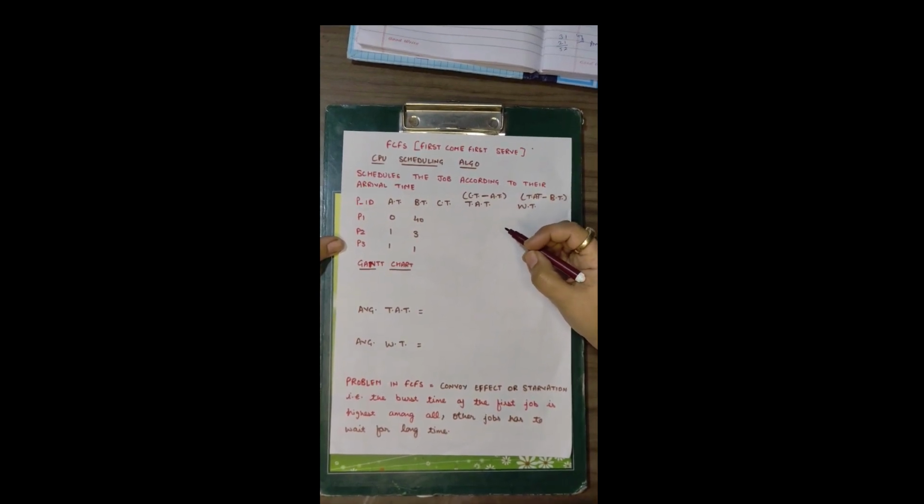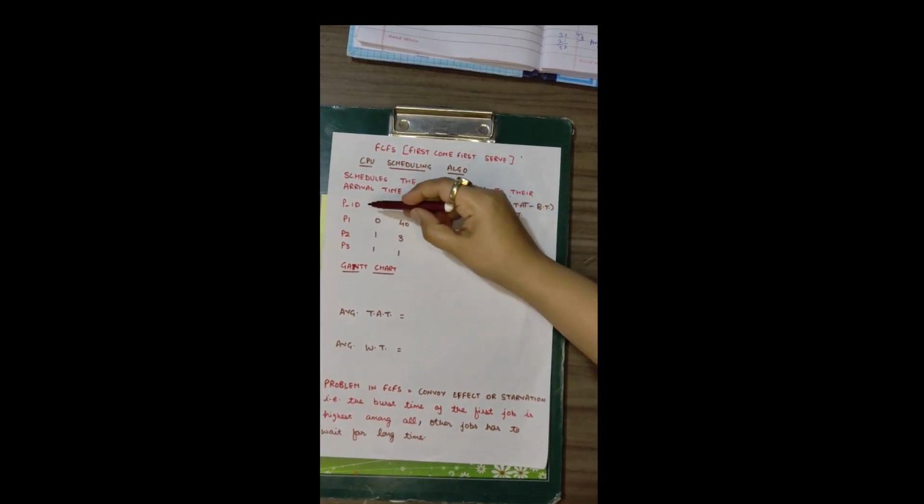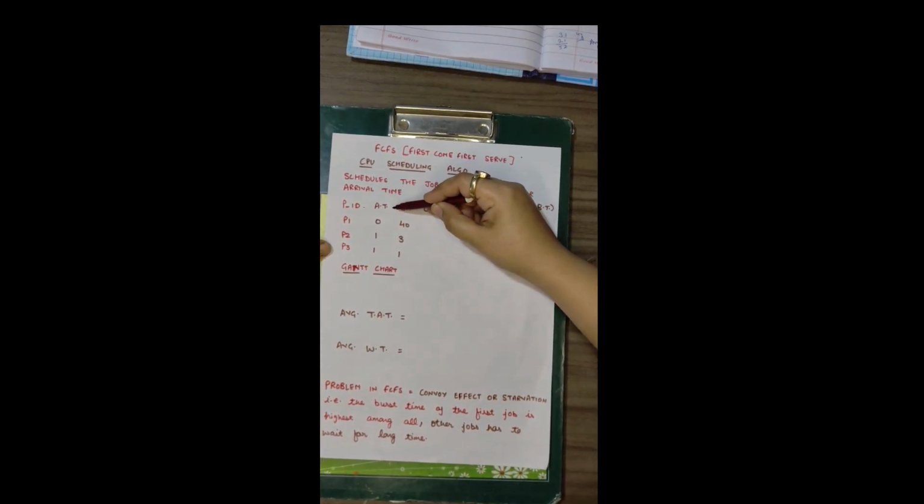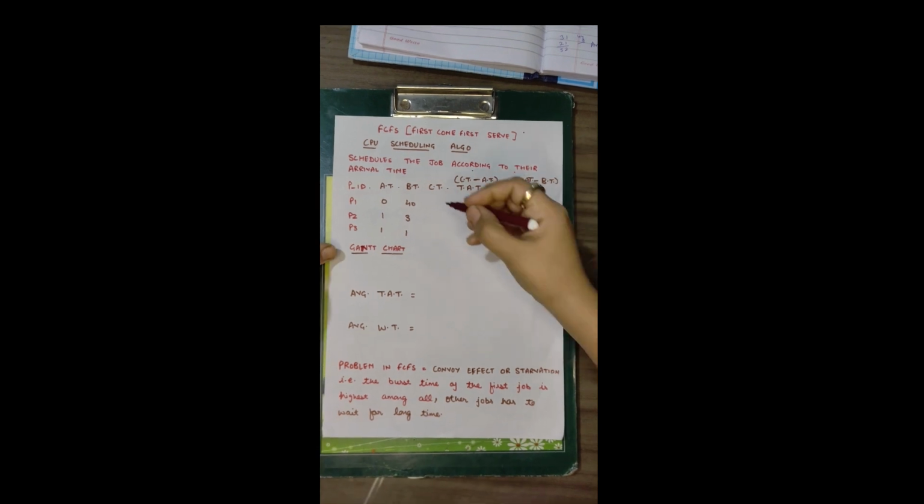So hello everyone, today I am going to discuss FCFS, that is first come first serve CPU scheduling algorithm, which schedules a job according to their arrival time. So let's solve a numerical based on this. We have the process ID, arrival time and the burst time. These three things will be given in the numerical and we need to calculate the completion time, turnaround time and the waiting time. So let's make a Gantt chart first.